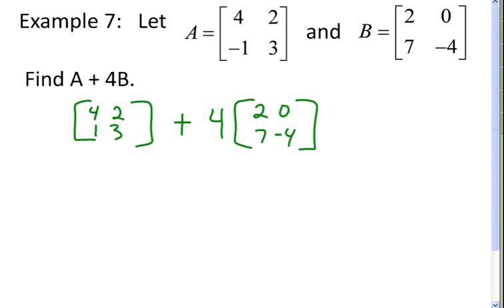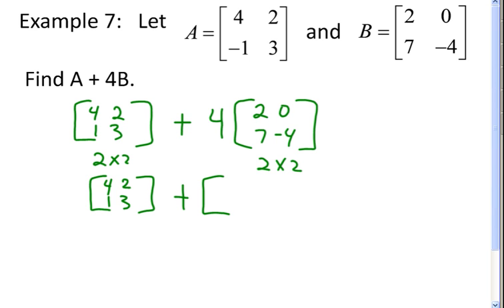Now, you always want to check, they're both 2 by 2 matrices. So at the end, we can add them together. But what we have to do first, order of operations says we do multiplication first, then addition. So we have to multiply the 4 first. We leave the first matrix alone, plus, and we multiply the 4 together with what's inside. So that's 8, 0, 28, negative 16.